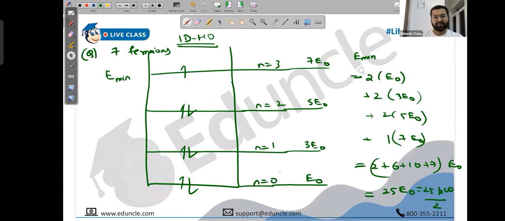Or you can write 25 times h omega by 2, since E naught is half h omega. So 25 h omega by 2. Clear? Let me know if you have any questions.